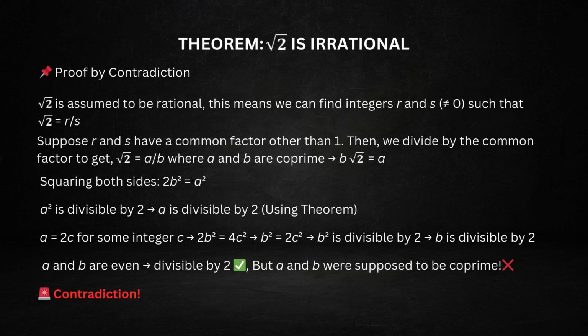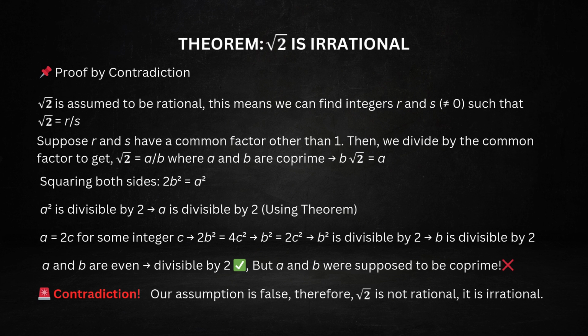Since our assumption leads to a contradiction, we will be rejecting it. Therefore, root 2 is not rational, it is irrational. This proof technique is widely used in mathematics to show that other numbers like root 3, root 5, and many square roots of prime numbers are also irrational.